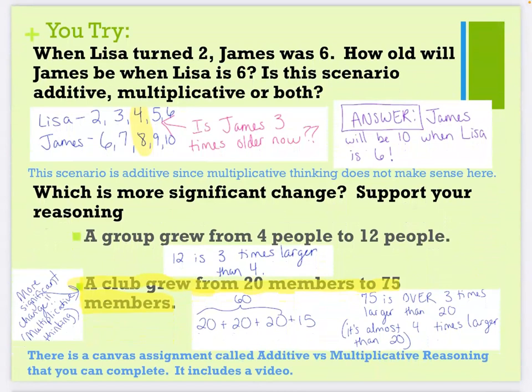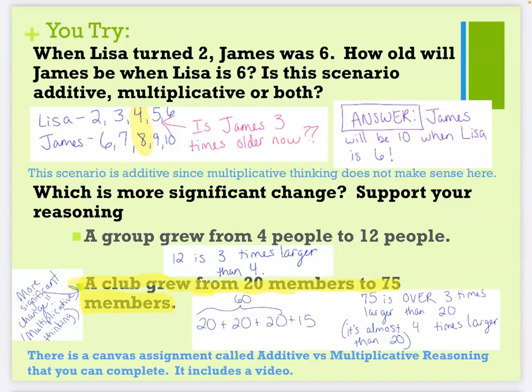So when Lisa turned 2, James was 6. How old will James be when Lisa is 6? Is this additive, multiplicative, or both? This is definitely an additive scenario because they each gain 1 year at a time. James isn't aging at twice the rate, right? So I made a little list there. Lisa, first she's 2, then she's 3, then she's 4, then she's 5, then she's 6. And then James also increases just by 1 year at a time. He doesn't age differently. So James will be 10 when Lisa is 6.